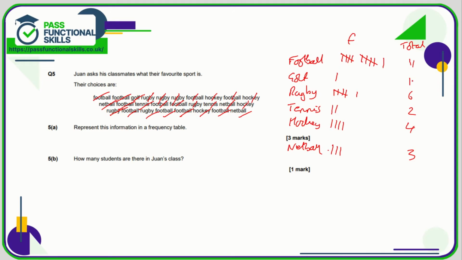There's my frequency table. It's not very tidy. Tally marks for my frequency and then writing them sort of numerically in the column which I've created next to the tally marks. So how many students are there in Juan's class? Well, we simply need to add these figures up. 11 plus 1 is 12, plus 6 is 18, 19, 20, 24, 25, 26, 27.